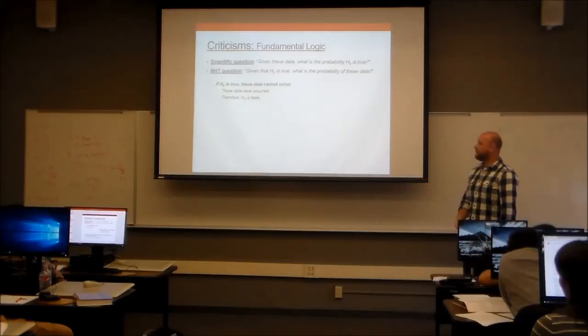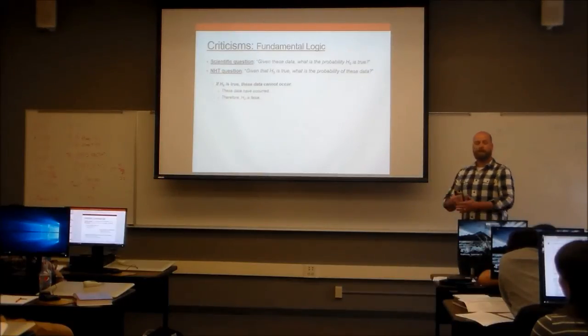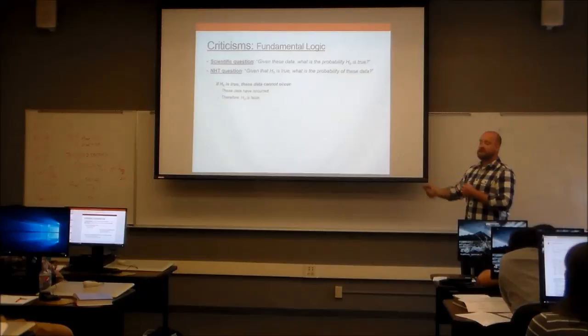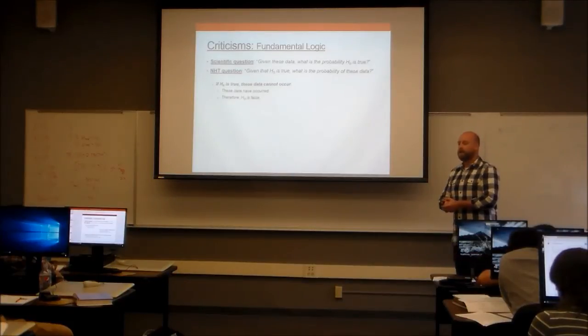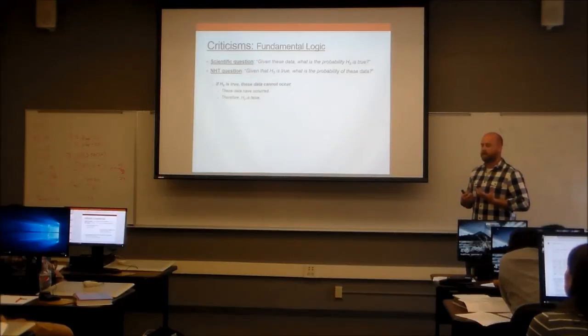I say these data have occurred, therefore the null hypothesis is false. That is a perfectly logical statement to make, right? If I say, if the null hypothesis is true, these things can occur, it's impossible for this to occur. These data have occurred, therefore the null hypothesis is false. This is the logic that null hypothesis testing is built on, right?